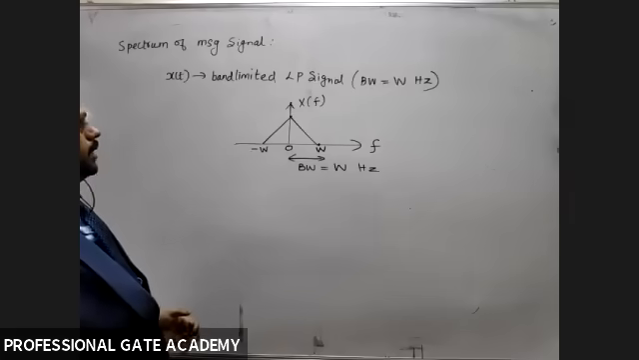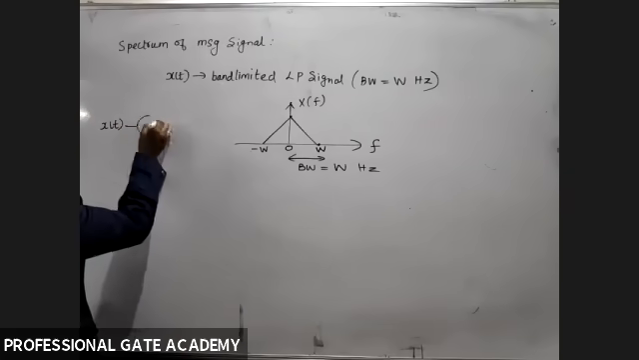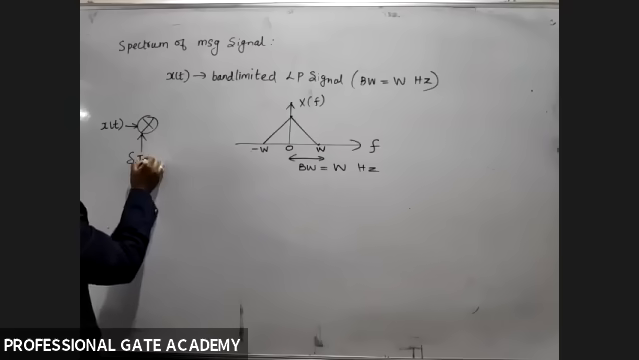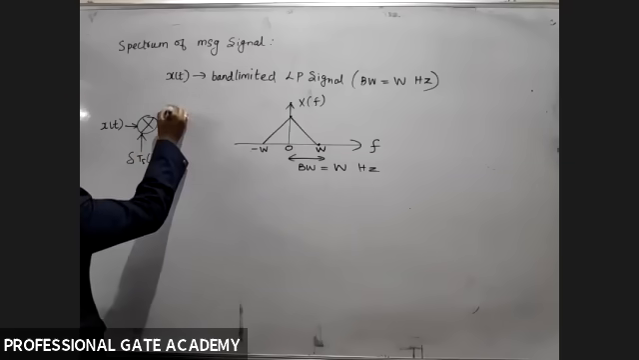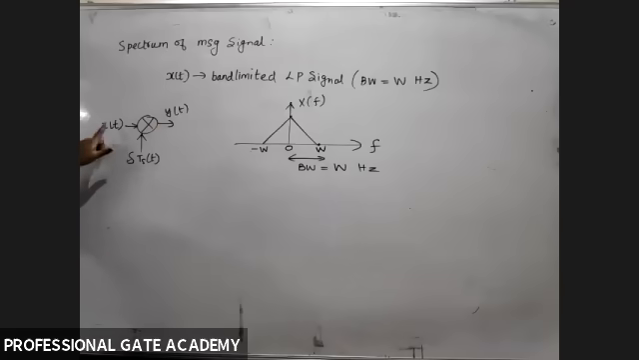Now, how is sampling performed? X of t is multiplied with a train of impulses. Then we have the sampler output y of t. This is the sampling process. So x of t is multiplied with a train of impulses separated by Ts seconds. If both are multiplied, we get the sampler output. Here x of t is the sampler input and y of t is the sampler output.